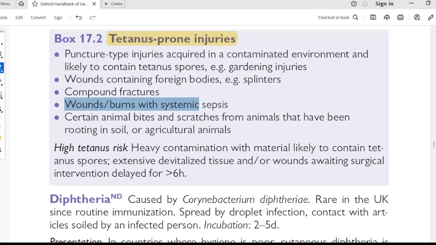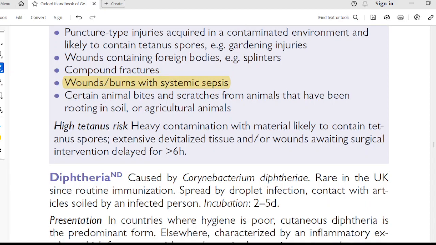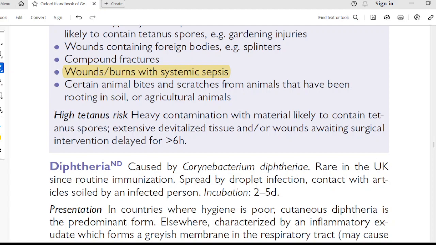So, wounds or burns with systemic sepsis. Certain animal bites, scratches from animals that have been rooting in the soil, or agricultural animals. High tetanus risk means heavy contamination with material likely to contain tetanus spores, extensive devitalized tissue, or wounds awaiting surgical intervention delayed for more than 6 hours.